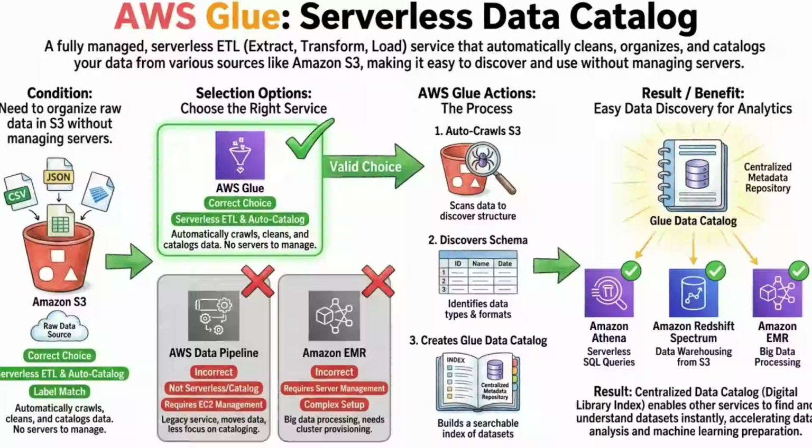AWS Glue can automatically crawl through your S3 buckets, discover what kind of data you have, and create a central dictionary called the Glue Data Catalog. This catalog acts like a digital index in a library, making it extremely easy for other AWS services to find and understand your datasets. Whenever an exam question mentions a serverless ETL data catalog, AWS Glue is the intended target.